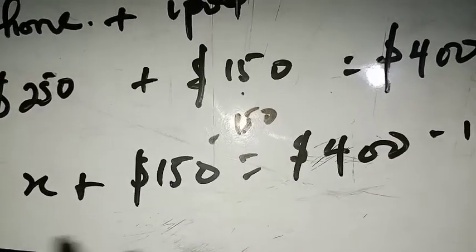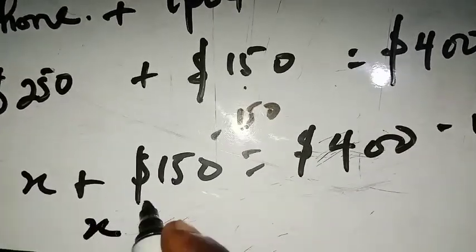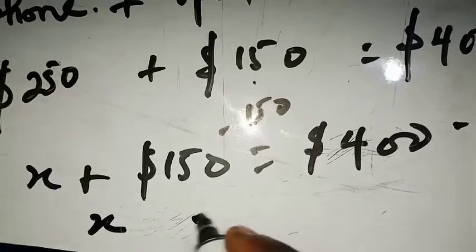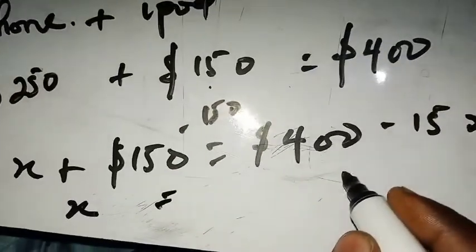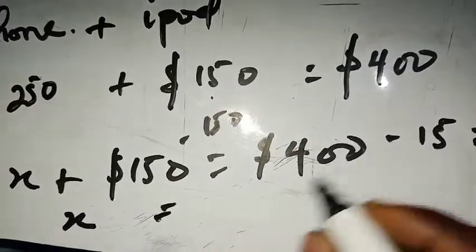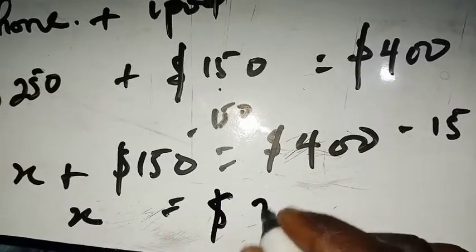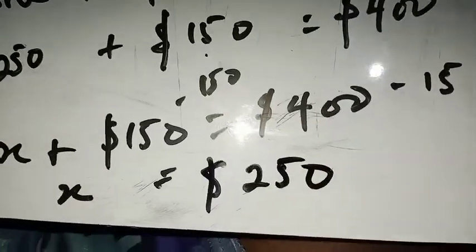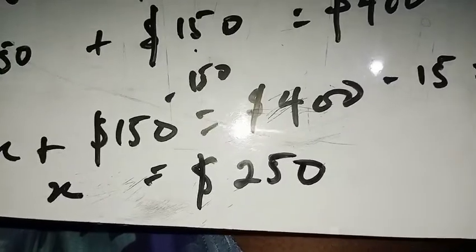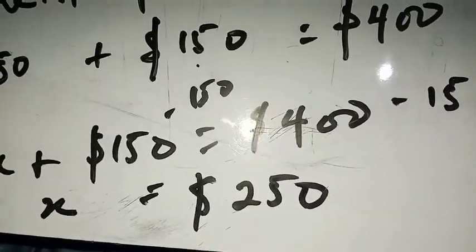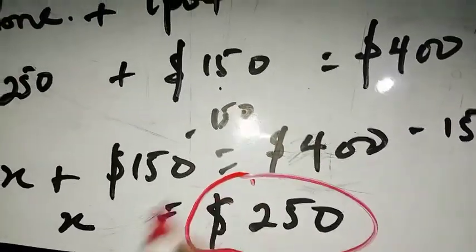So that's what we call doing algebra. Here we are left with s. So this minus that should be zero, right? So everything is equal to it. So $400 minus $150, that should be $250. This is exactly how you solve the idea of algebra.